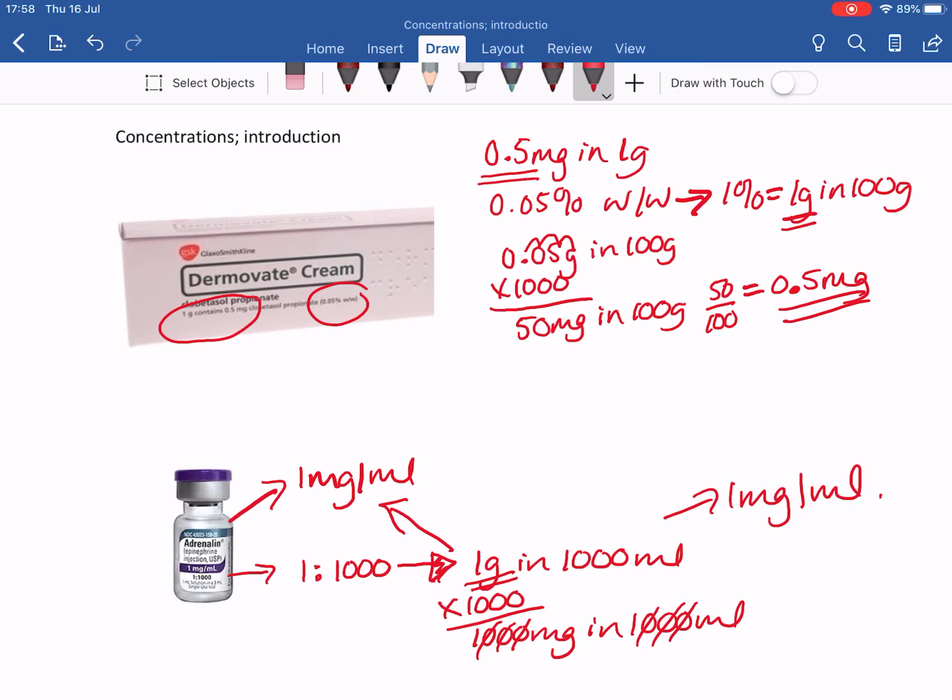So the same strength or the same concentration written in two different ways can look entirely different. So I hope this video helps to give you a bit more of a feel of how to convert between different expressions.